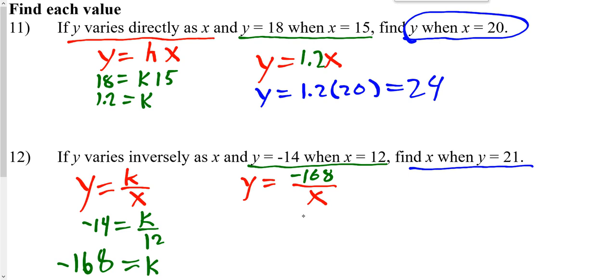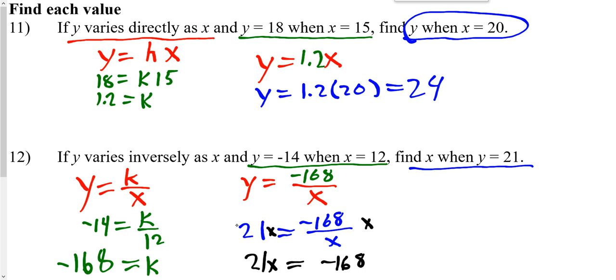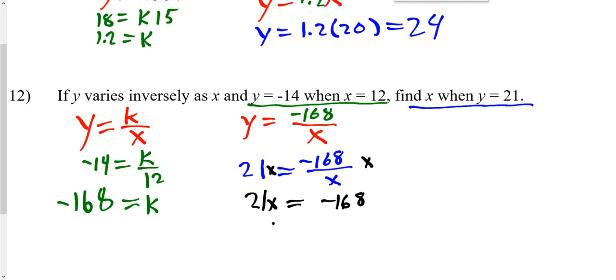Here we're trying to find x. So you'll notice x is in the bottom, so I'm going to multiply both sides by x to get x out of the bottom, because on the right, multiplying by x cancels out the dividing by x, leaving us with negative 168 equaling 21x. Then to get x totally by itself, all I'd have to do is do some dividing, and I get x to be equal to negative 8.